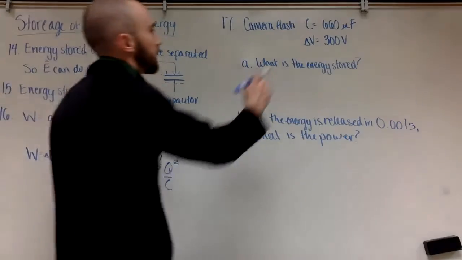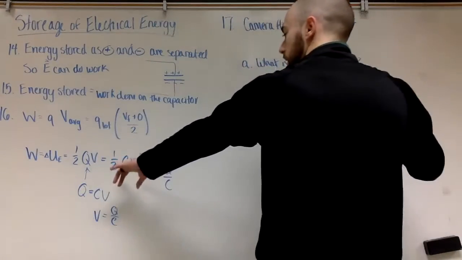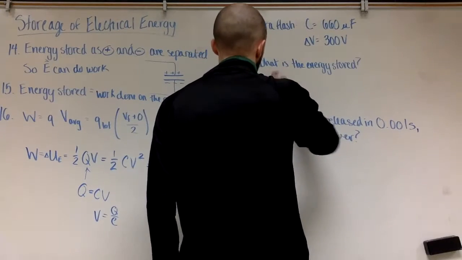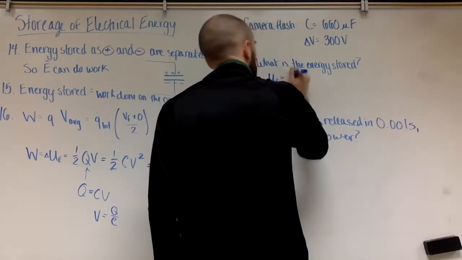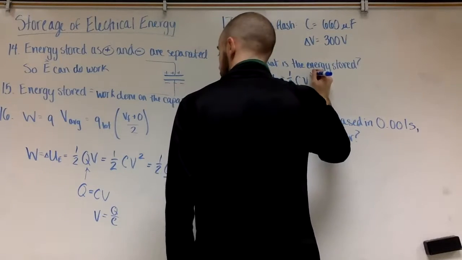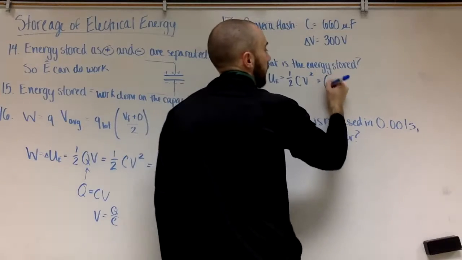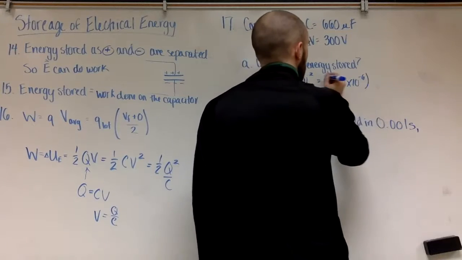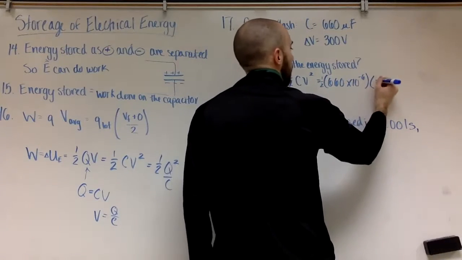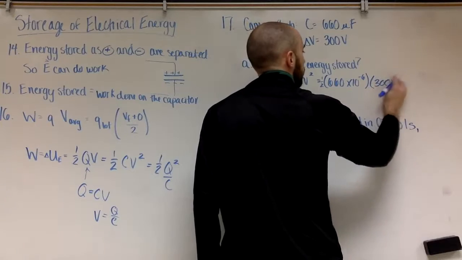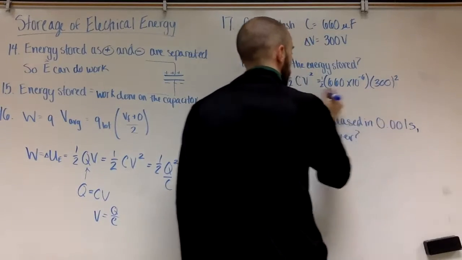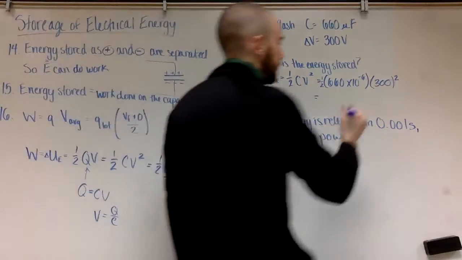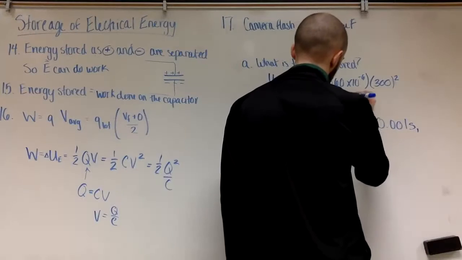All right, in this case, I've got C and V, so I want to use one of these equations over here. 1/2 CV squared looks like it works for me. So UE equals 1/2 CV squared. There we go. So then I'll just plug my numbers in. 660 times 10 to the minus 6, times 1/2, and then 300 volts squared. And when I plug those numbers in, I get the energy of approximately 29.7 joules.